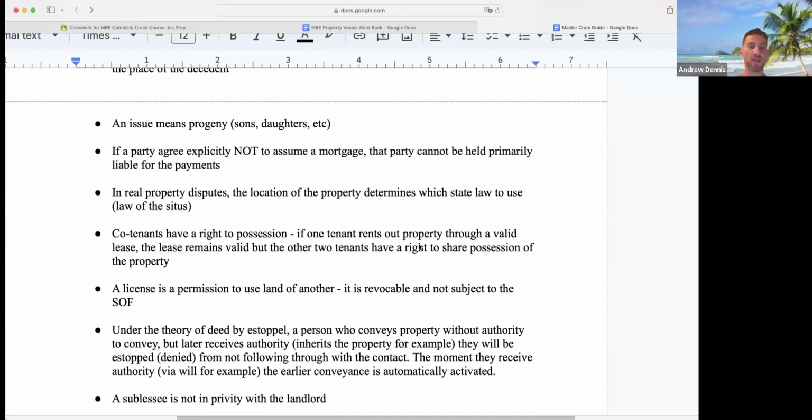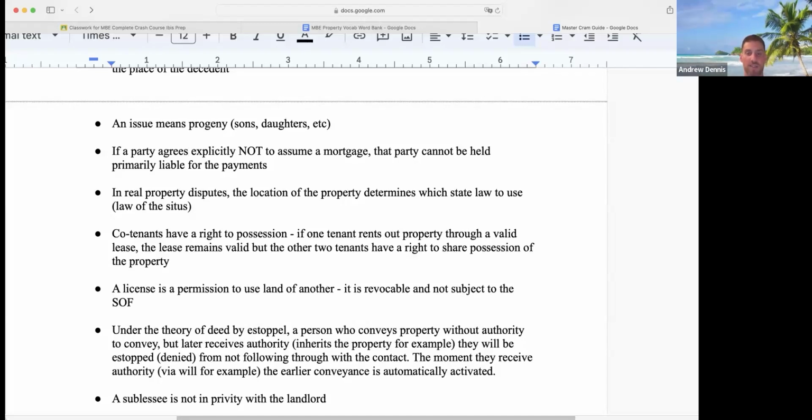If a party explicitly agrees not to assume a mortgage, that party cannot be held primarily liable for the payments. In real property disputes, the location of the property determines which state law to use. We call this the law of the situs. So co-tenants have a right to possession.